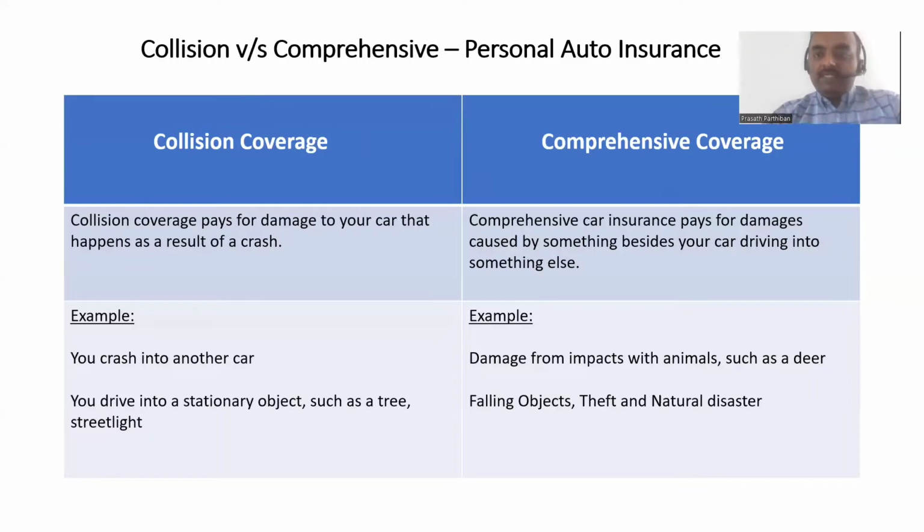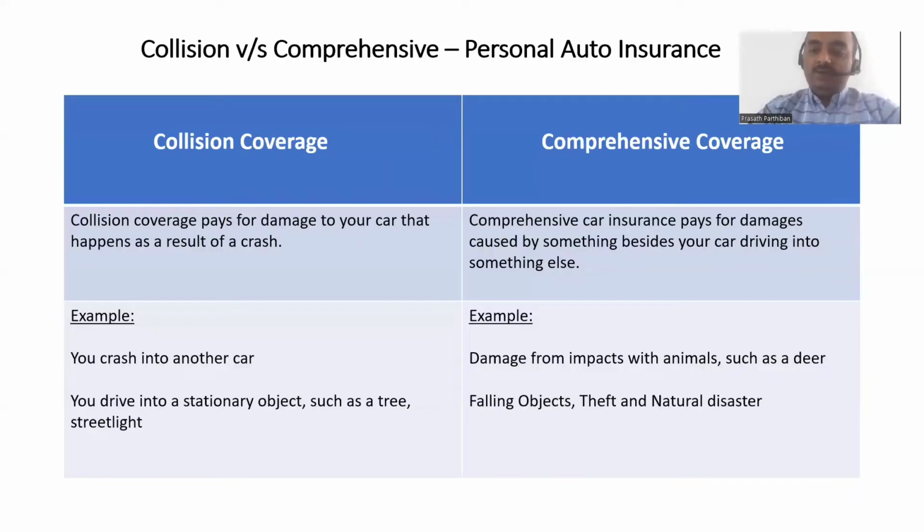When it comes to comprehensive, anything apart from collision will be covered under comprehensive. If you see the definition, comprehensive car insurance pays for damages caused by something besides your car driving into something else. Anything that happens except collision, you'll use comprehensive.